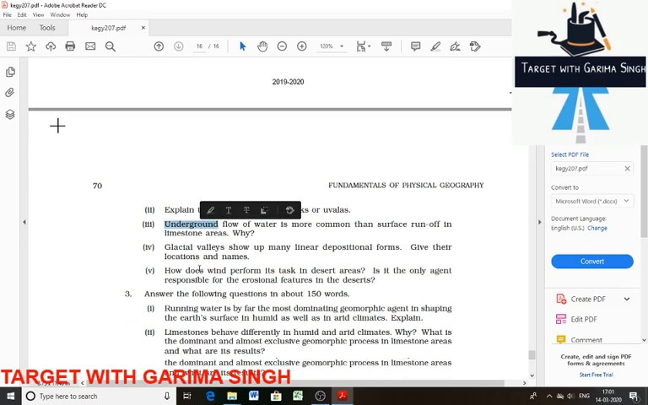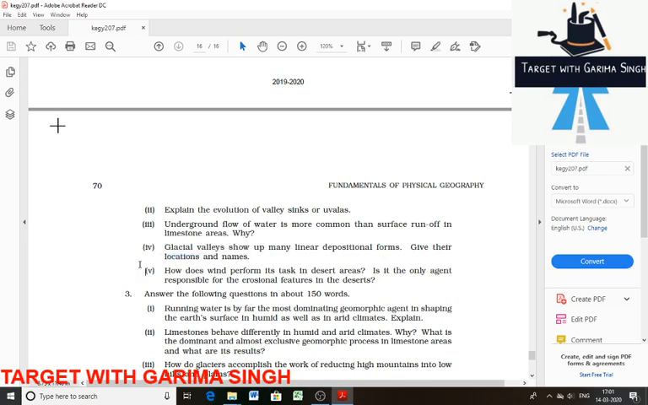So this underground flow of water is more common than surface runoff in limestone areas. The work of underground water can be seen in all types of rock, but in rocks like limestone or dolomites rich in calcium carbonate, the surface water as well as groundwater, through the chemical processes of solution and precipitation deposition, develop varieties of landforms. These two processes of solution and precipitation are active in limestone or dolomites, occurring either exclusively or interbedded with other rock. Therefore, underground flow of water is more common than surface runoff in limestone areas.